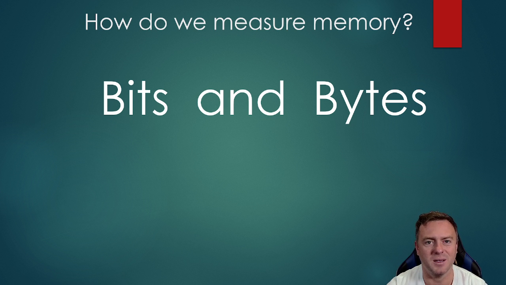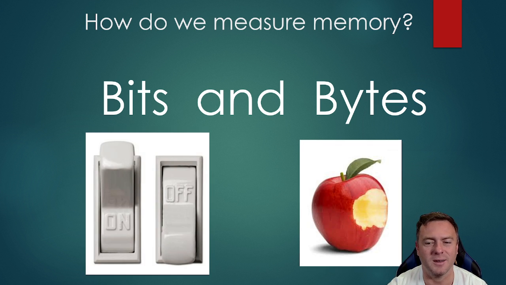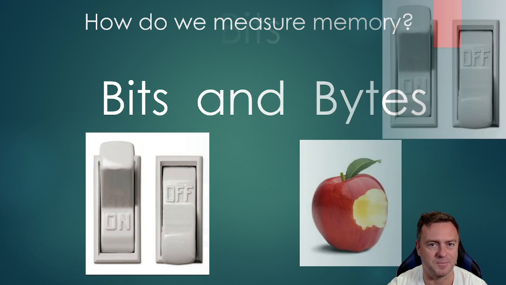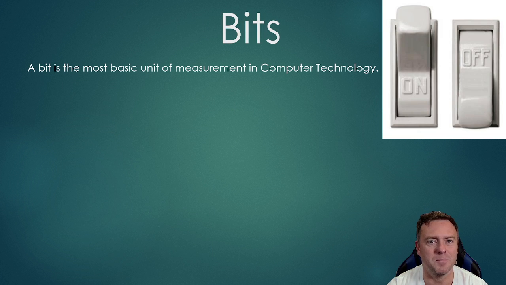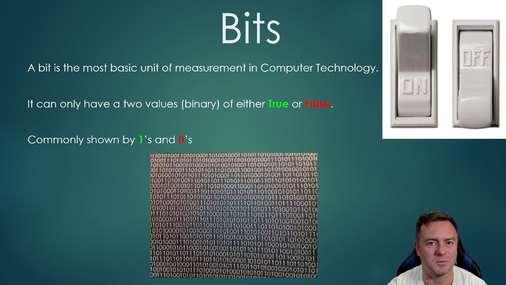Basically, a bit is on and off. It says 0 or 1, whereas a byte is a group of bits. Usually, not usually, it is 8 bits. So a bit is on and off, a byte, it's not an apple, that's a bad joke, but it's literally a set of bits. A bit is the most basic unit of measurement in computer technology. It's literally either true or false, binary, which is what we've covered before when we've done the math, and it's commonly shown by using ones and zeros. So it's either on or off with those zeros and ones.